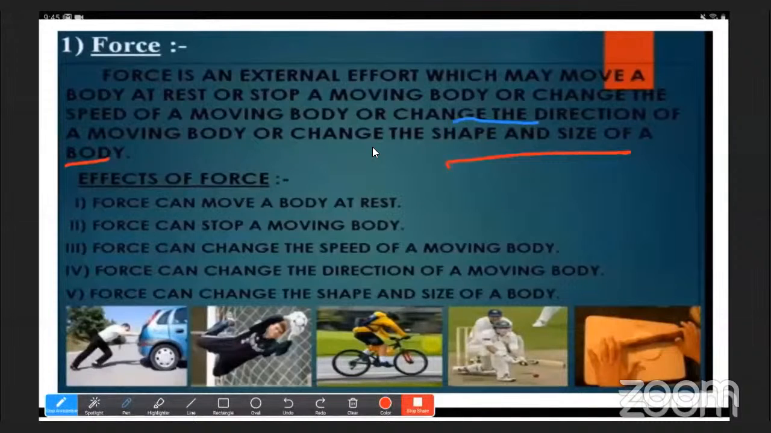And a moving body, right, or change the speed of a moving body. By applying force, we can change the speed of a moving body, right? So we can increase the speed or we can decrease the speed of a moving body. Or also we can change the direction of a moving body, right? So if an object is moving, by applying force, we can change the direction also. Or we can also change the shape and size of a body.